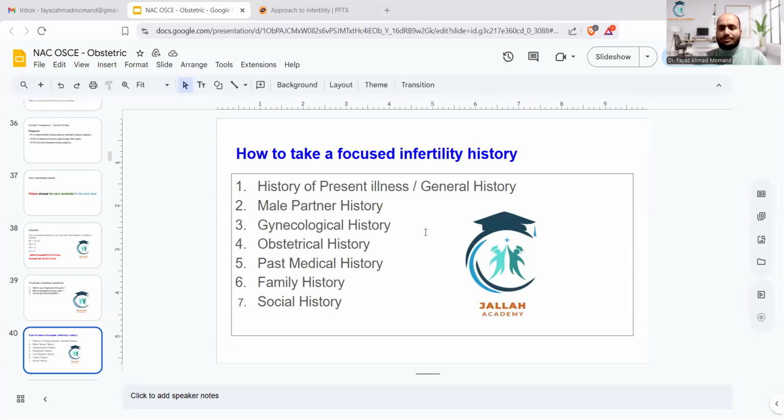We can ask about their weight gain, for example. It could be a sign of hypothyroidism. Patient is gaining weight without eating too much, or patient has weight gain with cold intolerance. We can think of hypothyroidism. Hypothyroidism can then cause menstrual irregularities and infertility. Once you are done with the gynecological history, move on to the obstetric history.